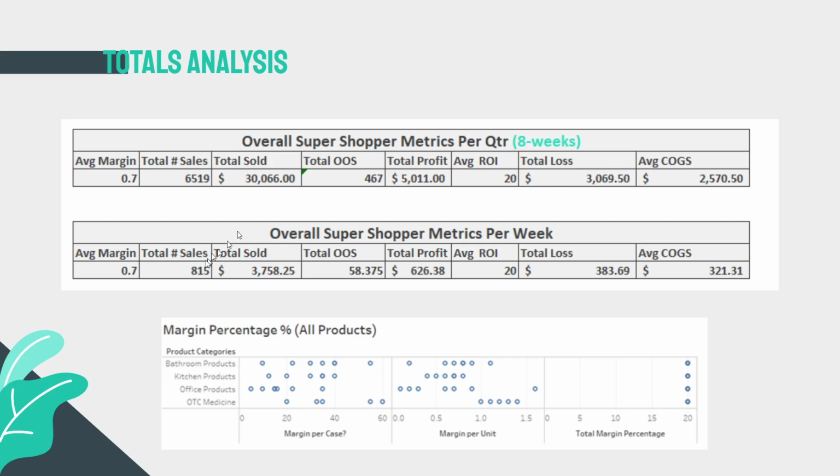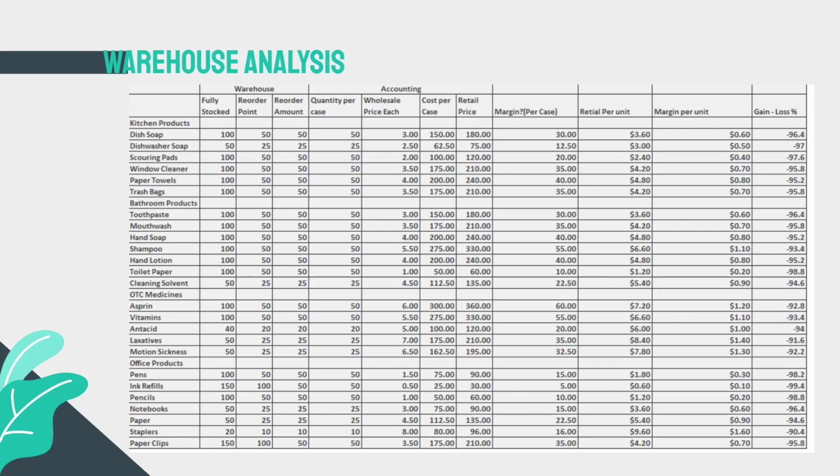And then I went ahead and divided it by 8 and broke it down by week, so we can get an even distribution of what the estimates would be for the total amount of products sold, which would be 815 across all 10 stores. There's $3,758 for the product sold, with a total profit of $626, and therefore we were able to get into some more metrics, which I have outlined in my actual analysis document as well. So let's keep moving forward.